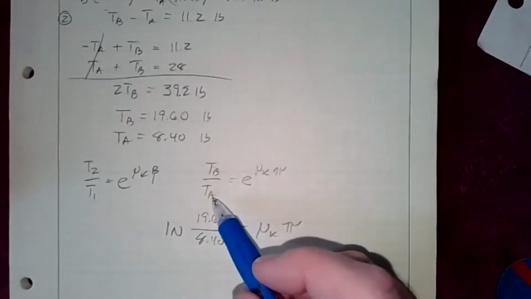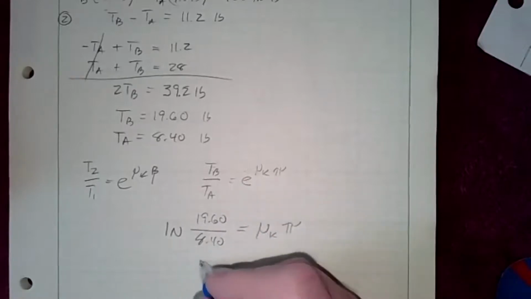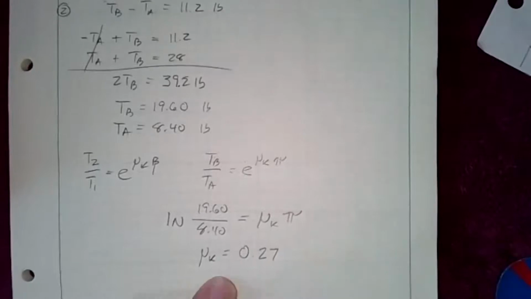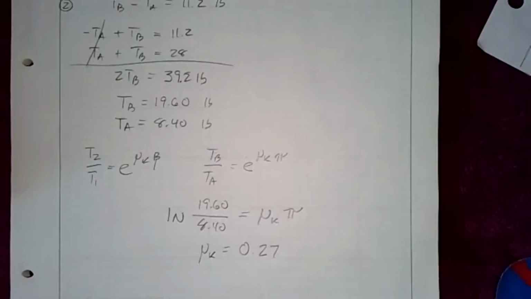So I just substituted in the values for TB, took the log, got rid of the e, and divided both sides by pi, and we get a mu K equal to 0.27. Sometimes you'll see friction coefficients with a third digit, but that's really silly. A friction coefficient is never more accurate than two places. Technically the sig fig rules would say add another one, but for friction coefficients, it's okay to leave it at 2. So that's that problem. Hopefully that made sense. Let's go ahead and do another one.